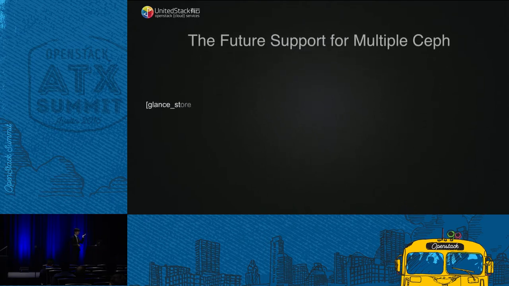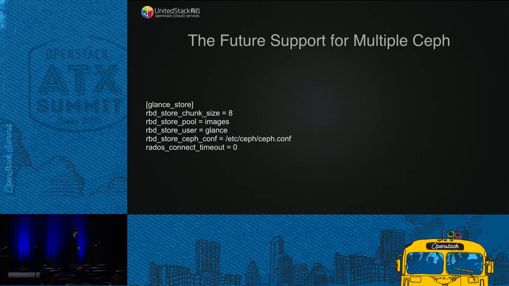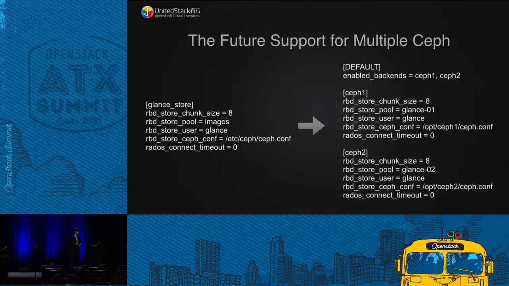Because there's only one configuration for ceph.com in Glance's configuration files. So now we have to change the code to read an arbitrary number of Ceph backends, just like this. Notice that now Glance can specify two ceph.conf files instead of one, and actually connect with two Ceph clusters in the same process. So it is the first step and the most important feature for Glance to support multiple Ceph backends.